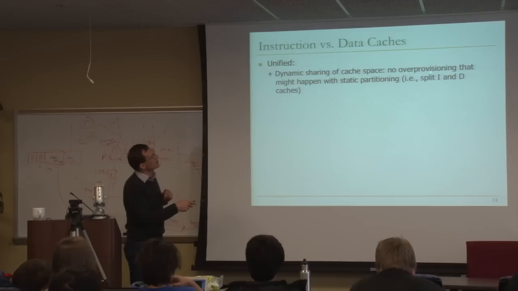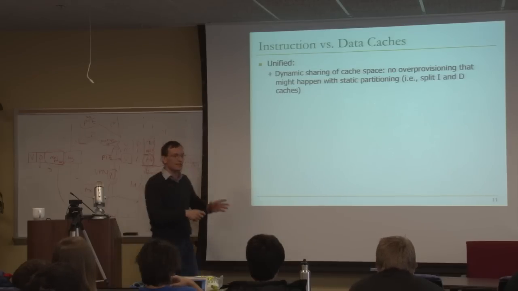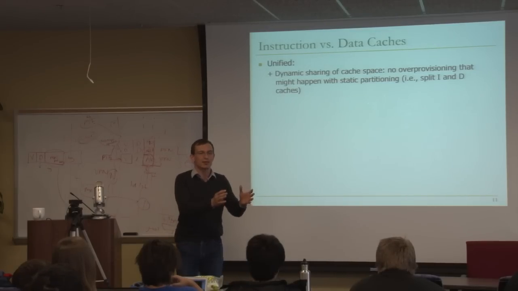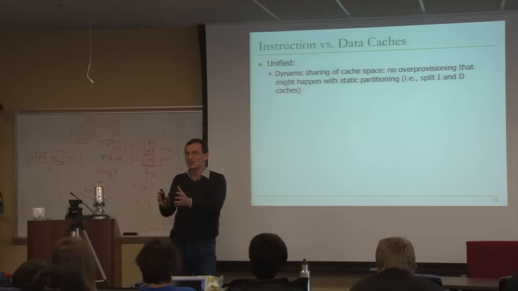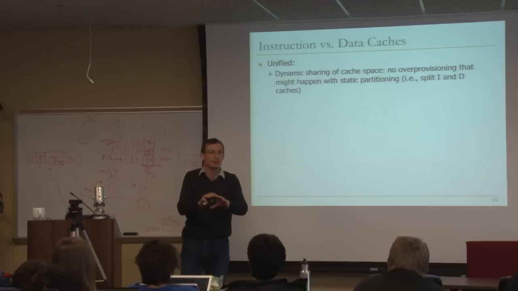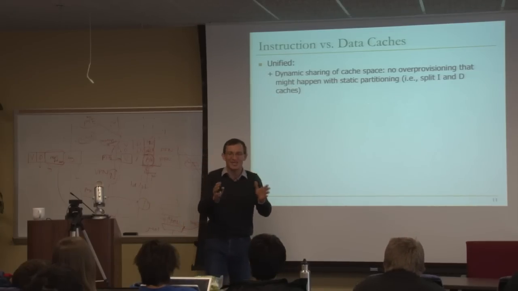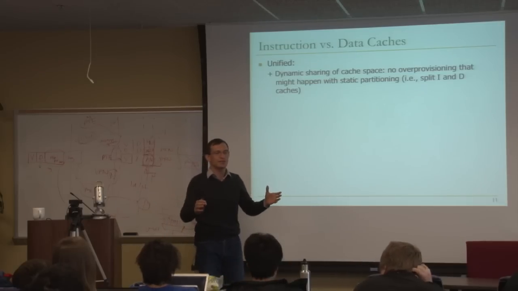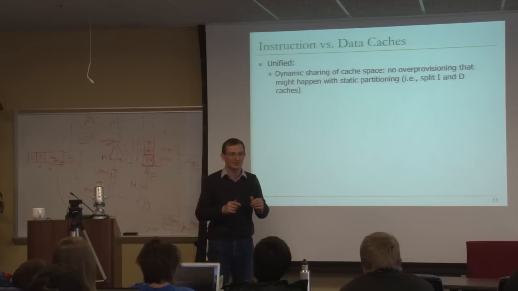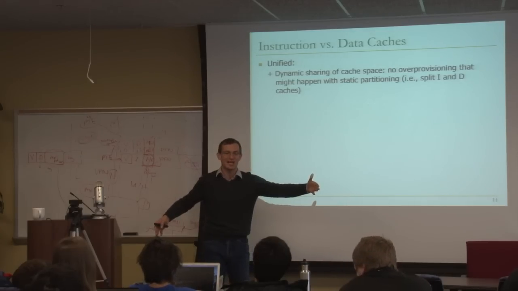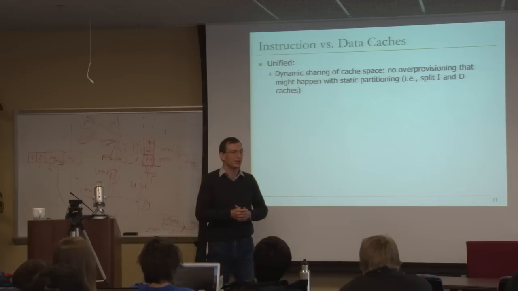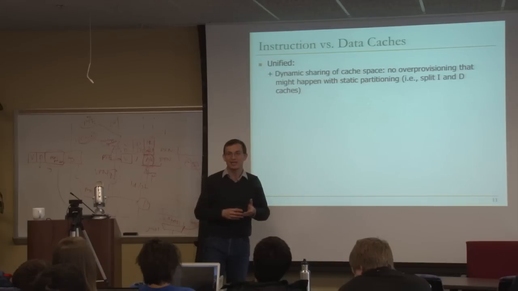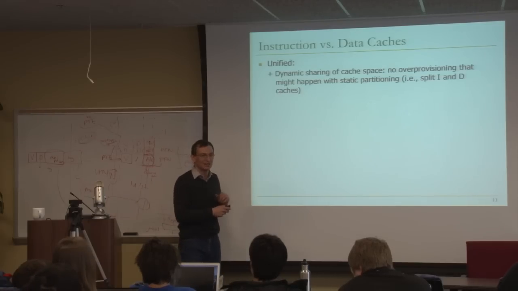Basically, this gets rid of potential over-provisioning that might happen with static partitioning. What does this mean? Let's say you have a total of 128 kilobytes of cache space. Do you split it 64 kilobytes across I and D caches, instruction and data caches? Or do you have a unified 128 kilobyte I plus D cache, if you will? If you split it and your instruction working set size is only 1 kilobyte, you're wasting the remaining 63 kilobytes in the instruction cache. And your data working set is 100 kilobytes, it doesn't fit into the 64 kilobyte cache that you've allocated to data. That's the problem with static partitioning of the cache space.